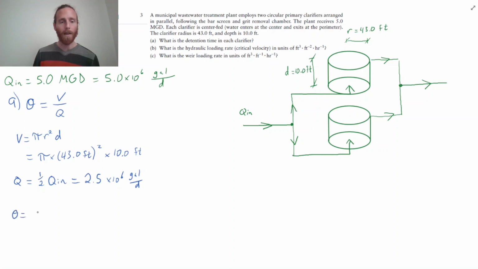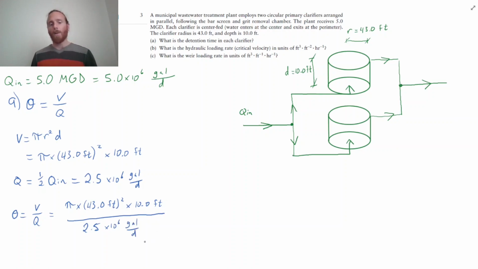So now theta equals V over Q equals pi times 43.0 feet squared times 10.0 feet, and we'll put that over Q, which is 2.5 times 10 to the 6 gallons per day. So we have days here. Because this is on the denominator of a denominator, that'll flip up and be on top. We'll have our units of time. But we're not going to be able to cancel out our other units. So we have feet squared times feet, that's cubic feet on top, and gallons on the bottom.